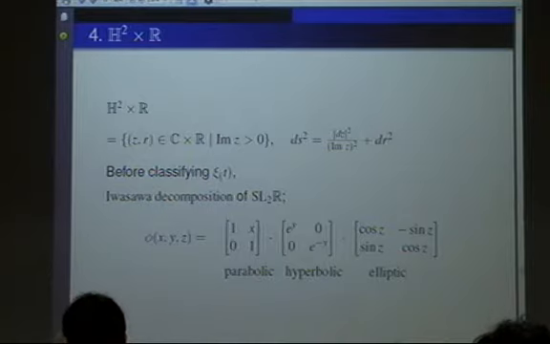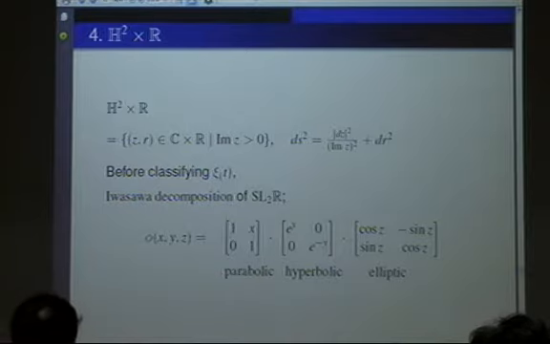Okay, so what do I mean by the Iwasawa decomposition of SL2R? Any element of SL2R can be written as three parts. The first part is called the parabolic, the second part is hyperbolic, and the third part is elliptic. So this is just a rotation. Any element in SL2R can be decomposed uniquely in this way.